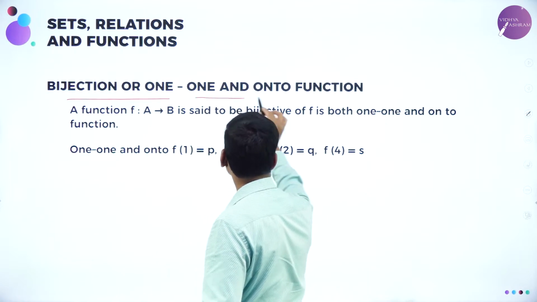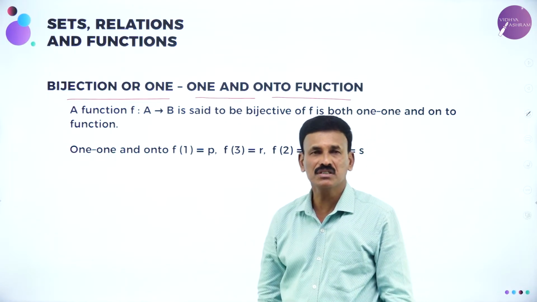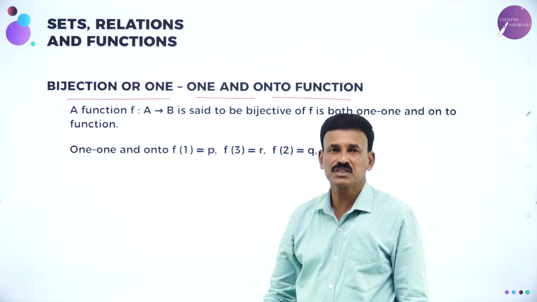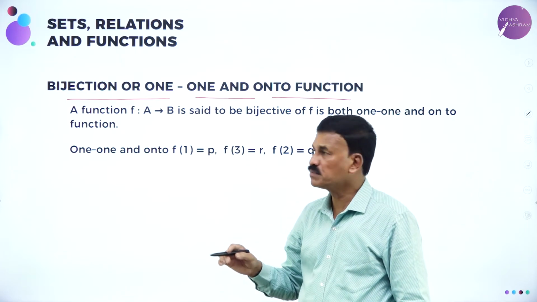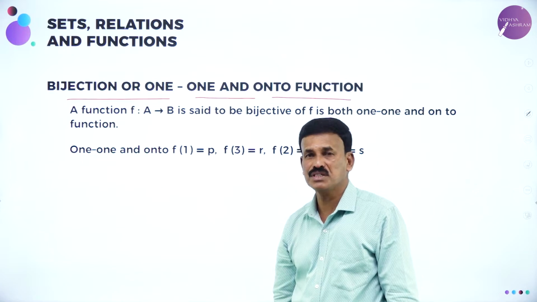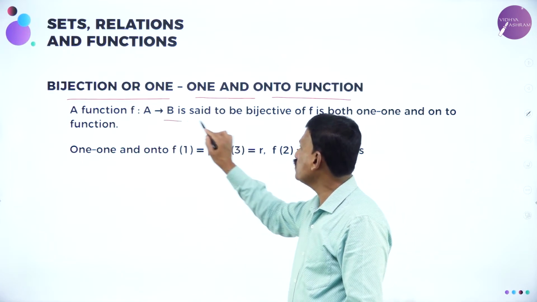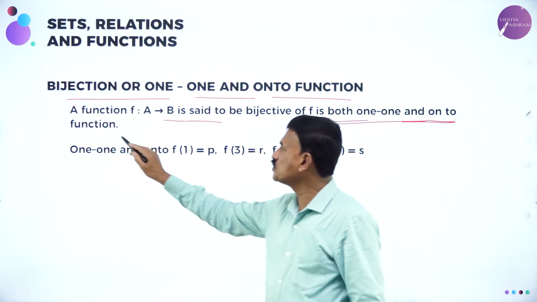Now let us come to the next type, that is bijection or bijective function. Bijection is also called one one and onto function. So here this one one and onto itself is called bijective. That means a function which is both one one and onto is called a bijective function. A function f from A to B is said to be a bijective function if f is both one one and onto function.